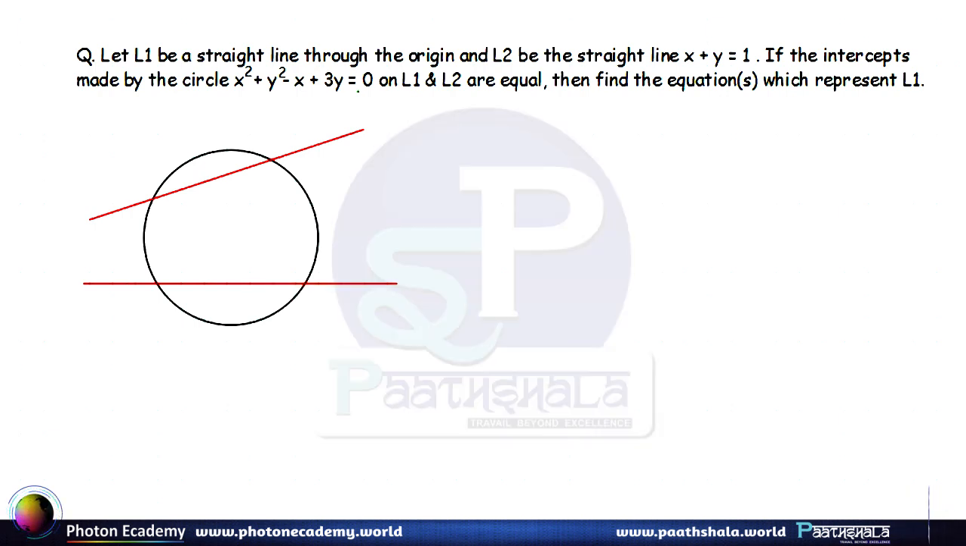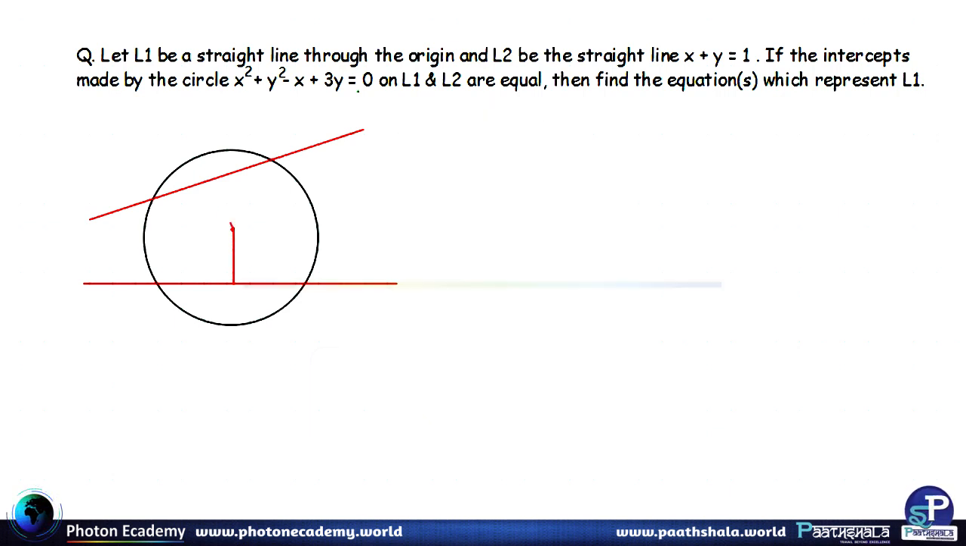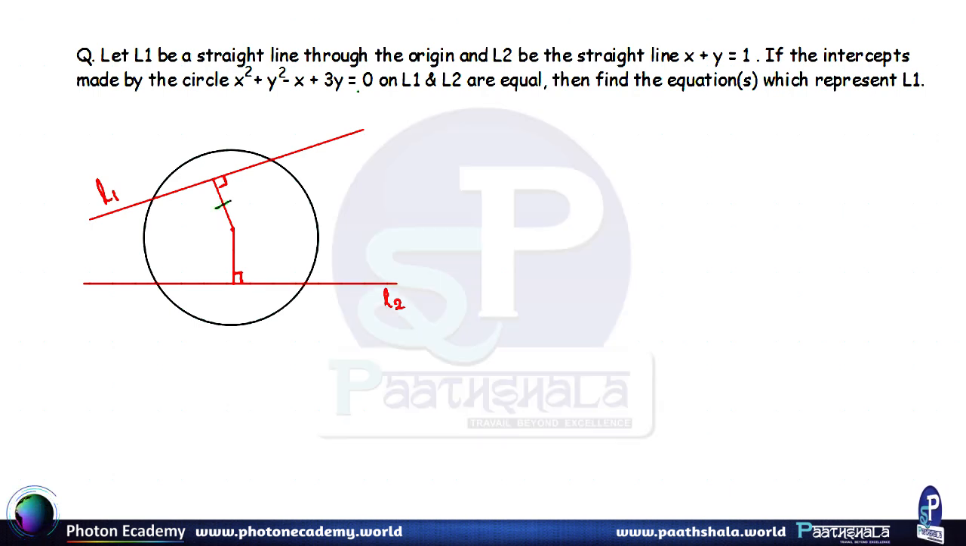So we know the property of the circle, right? If the chords have equal lengths, then the perpendicular distance from the center of the circle to the chord will also be equal. Now suppose this is the center of the circle. This is the perpendicular from the center to the given chords. This is L1, this is L2. These are perpendicular. So these two distances will be equal to each other.